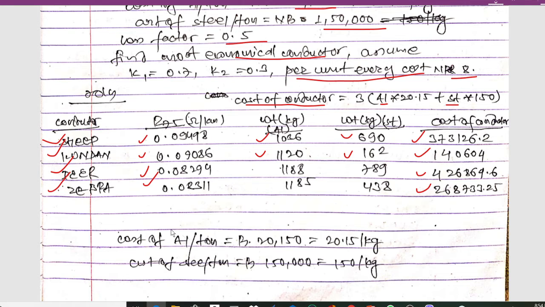268,733.25. The cost of aluminium per ton is given as NRS 2150, but if you calculate per kg you will get 20.15. Similarly, the cost of steel per ton is 1,50,000, so you will get 150 per kg.